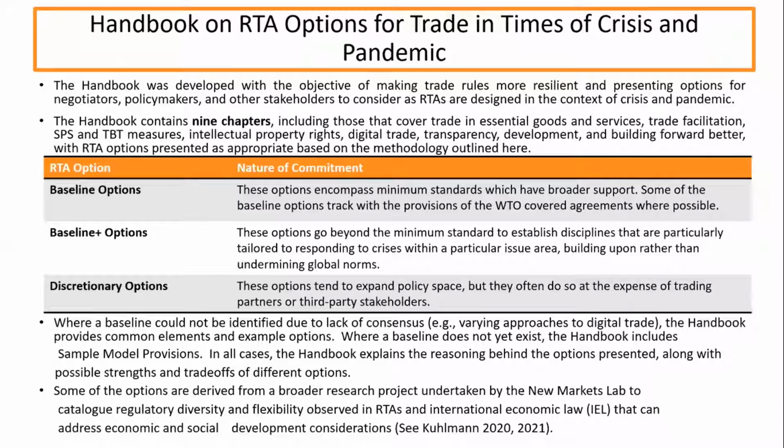So in most cases, we tried to start with baseline options. These are options that encompass minimum standards that have broader support. Many of the baseline options track with the provisions of the WTO covered agreements. Then going out from there, we identified baseline plus options. These go beyond a minimum standard to establish disciplines that are particularly tailored to responding to crises within a particular issue area, building upon, however, rather than undermining global norms.